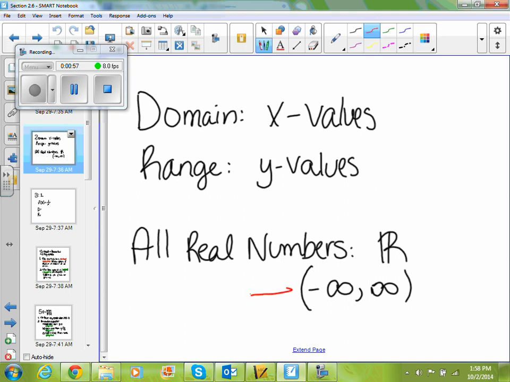Okay, and this one we call interval notation. So if you ever see something that you need to write in interval notation, you'll use the negative infinity to infinity.